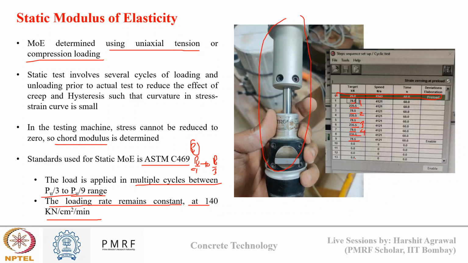Here I have used 4 cycles of loading and unloading, and for all the cases my loading rate has been constant, and the time for which I retain a particular load is constant. This is how we define the function for static modulus of elasticity. And behind this image you can see there is a cylinder, where the extensometer is also attached. It is just blurred, but you can get a sense of how the extensometer is attached to the concrete sample.